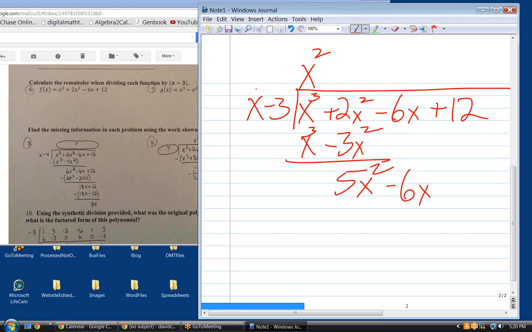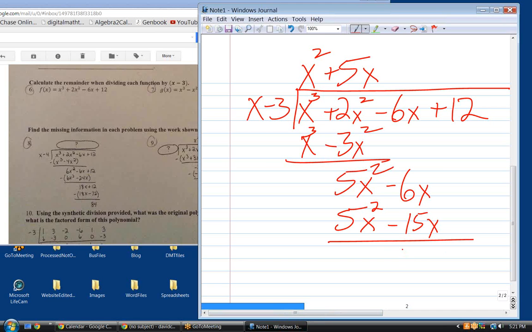5x. So all we're doing is dividing that into that. Get this next term. We're ignoring the minus 3 and the minus 6x. So x goes into 5x squared, 5x. Multiply 5x by both. What goes down here? 5x squared minus 15x. And then those cancel out.